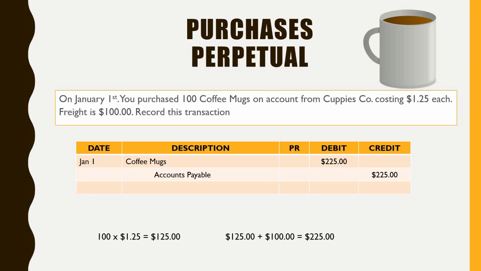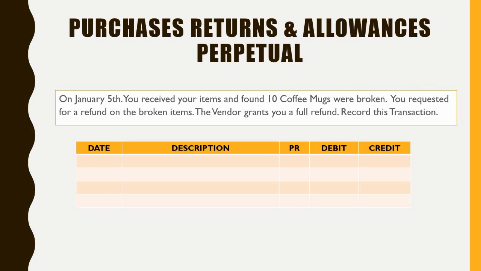In this case, I purchased coffee mugs. Okay? So then, let's say on January 5th, you opened up your box and when you received it, you found that 10 of those coffee mugs were broken. You can't sell those coffee mugs, and you paid for them.